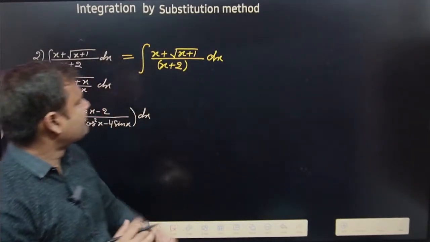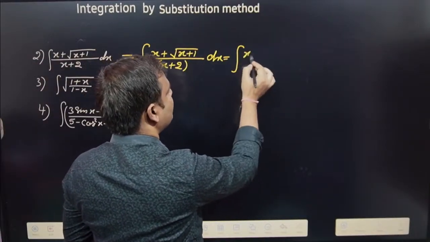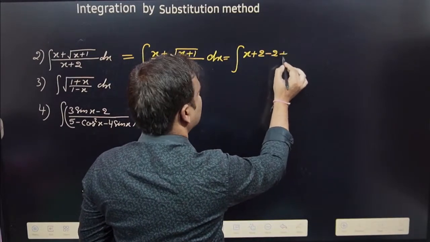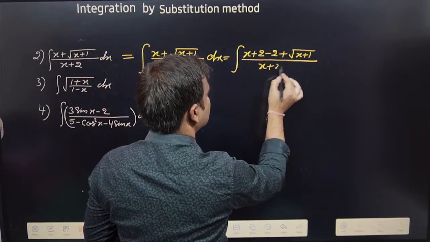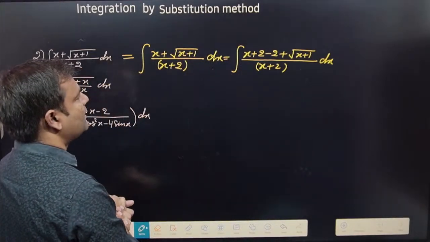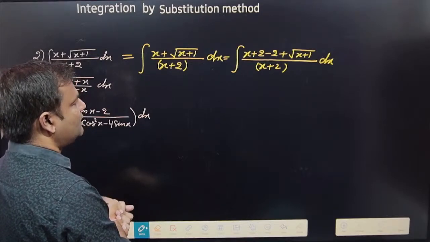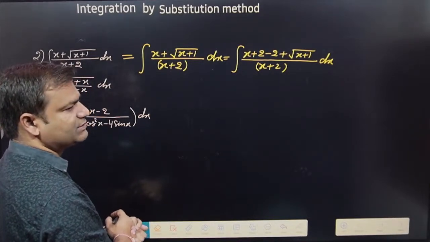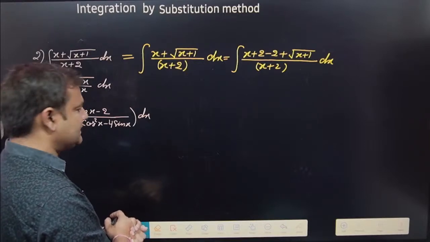Look here very carefully. This part can be written as integration of (x plus 1 plus 2 adding and minus 2 subtracting), and here root of x plus 1 upon x plus 2 into dx. Otherwise you can also do this question another way, but that part is very complicated. So root of x plus 1, simply take it as t.